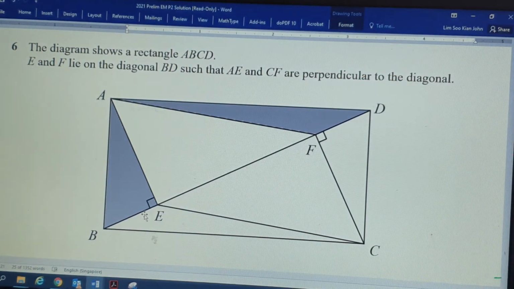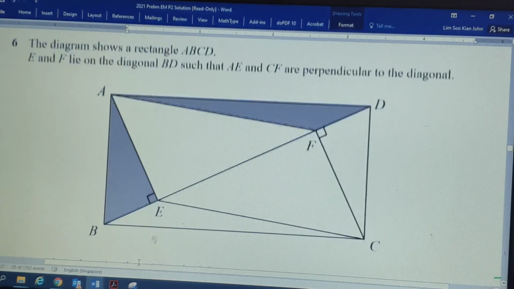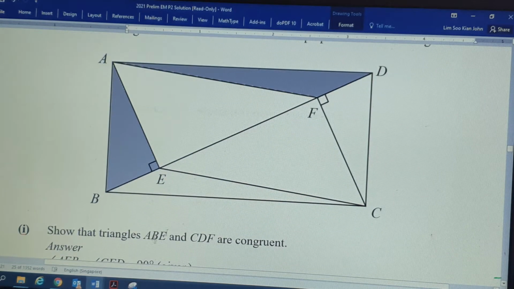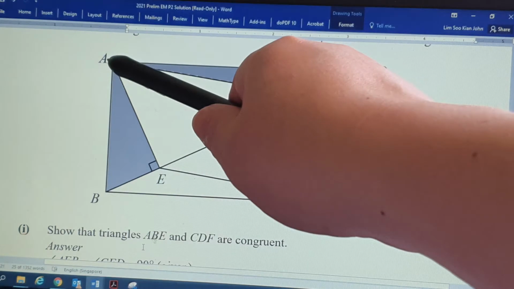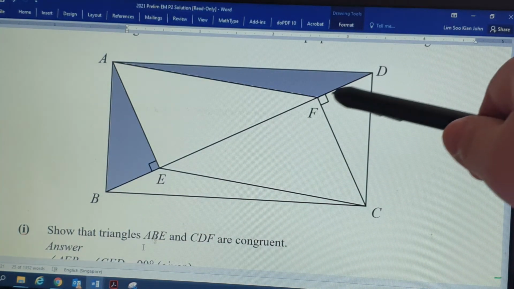Okay, now the question wants you to show that you can try first. The question wants you to show that ABE and CDF are congruent. So ABE is here, CDF is here.